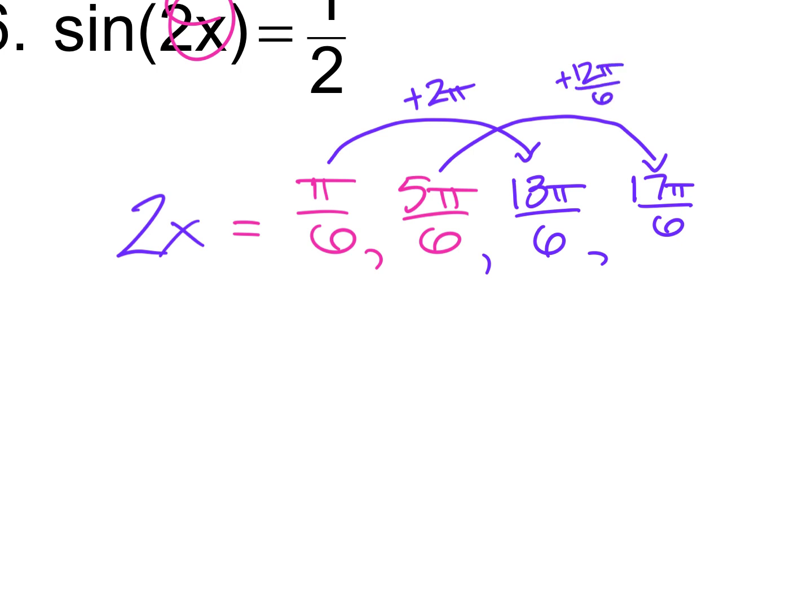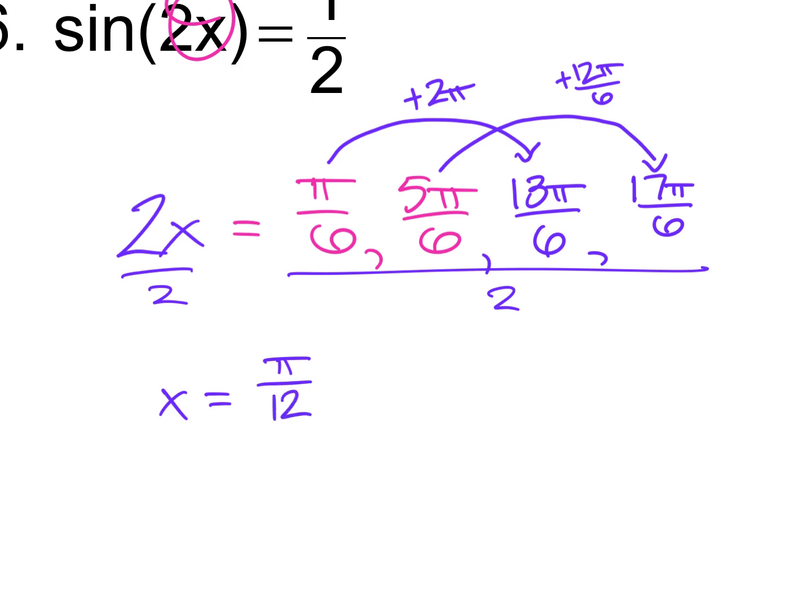Now, let's look at what dividing by 2 does to our answers. Okay, because we don't like fractions that much. But really, what does dividing a fraction by 2 do? It multiplies what part of it by 2? The denominator. So my first answer is going to be pi over what? 12. Second answer? 5 pi over 12. Third answer? 13 pi over 12. And 17 pi over 12.